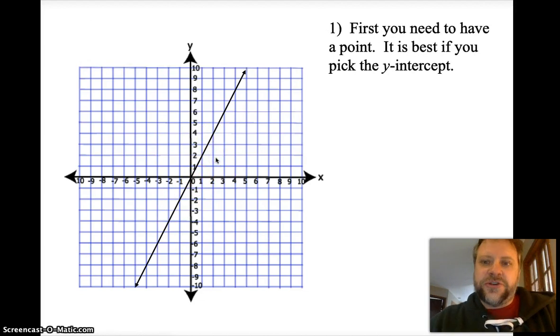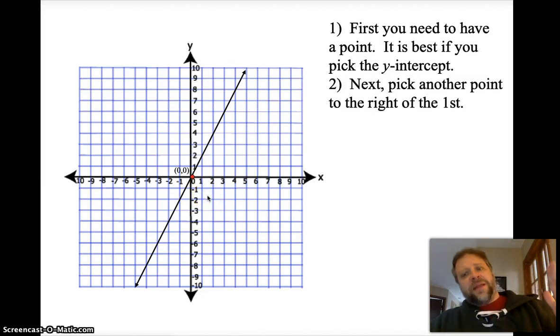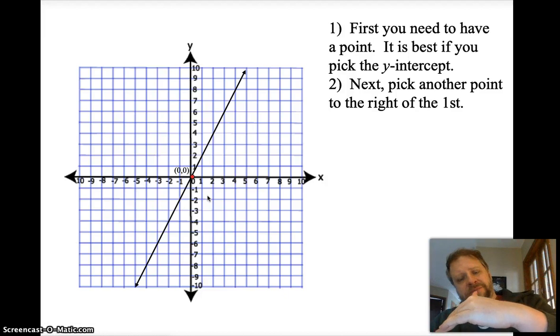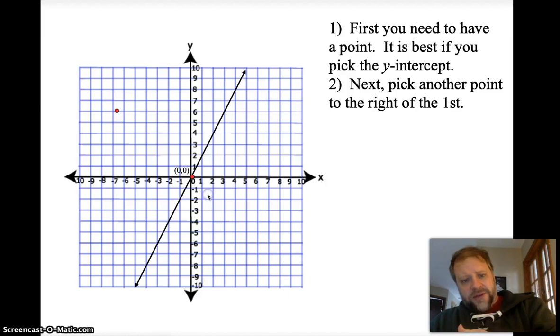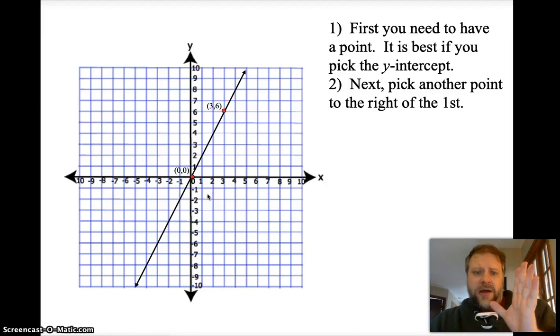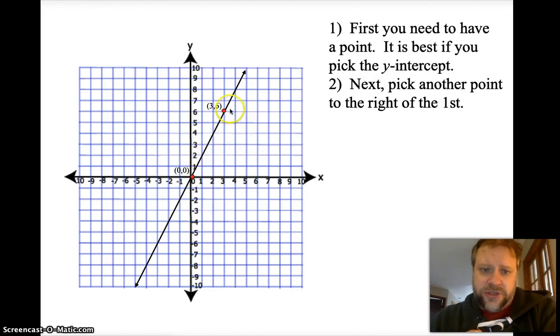So first we need to pick a point. It's best to pick the y-intercept. Now the y-intercept is the place where it crosses the y-axis. And in this case, it crosses at 0, 0. So let's pick another point. We like to pick the next point to the right. So in this case, we're going to pick 3, 6. I could have also picked 2, 4. I could have also picked 1, 2. But in this case, I'm picking 3, 6. Great, I have 2 points.